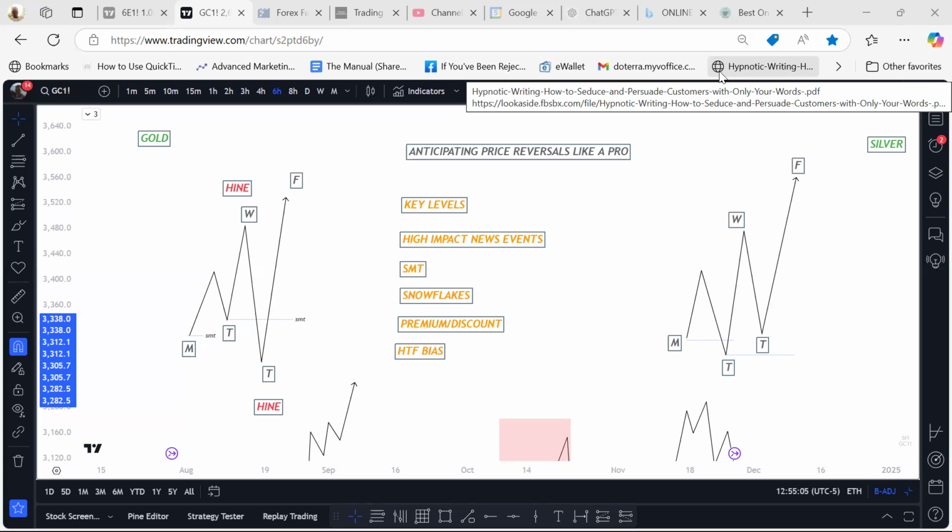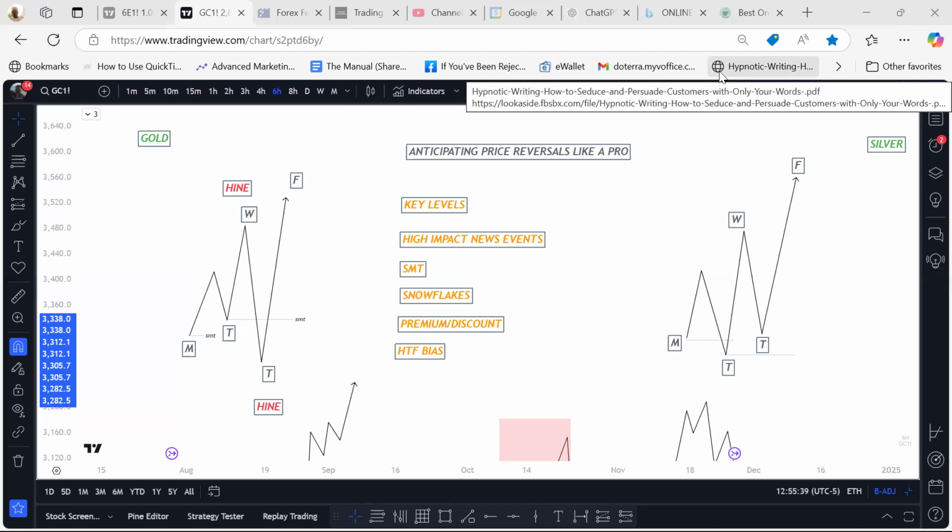Today I wanted to go over price reversals and how you can anticipate those with confidence, avoiding the false breakouts and just being on the right side of the market. So I did some sketching here, which I hope will assist with my explanation of what I'm trying to say.